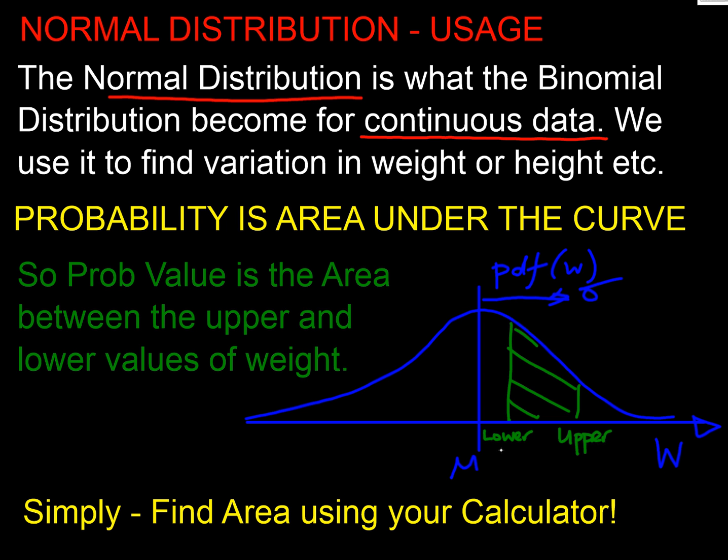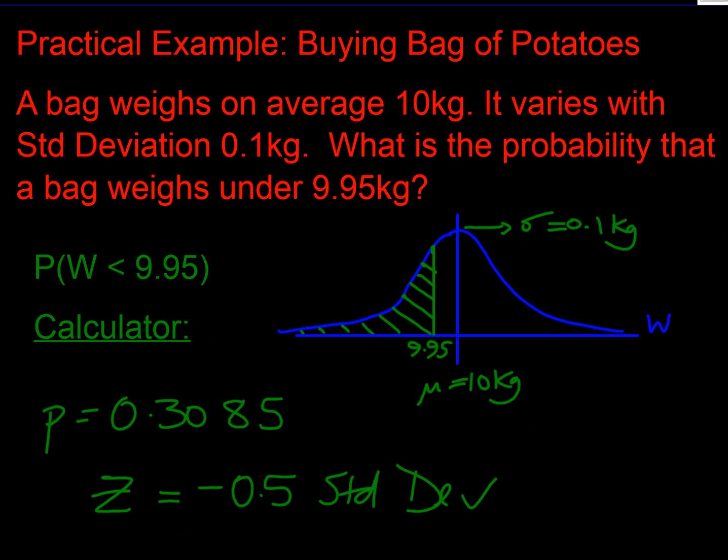So if we were interested in the probability of something being between 60 kilos and 70 kilos, and they were the lower and upper values, we would use those values to find the area between them. And the best way of doing this is to use our calculator. So let's use a quick example of how this works.